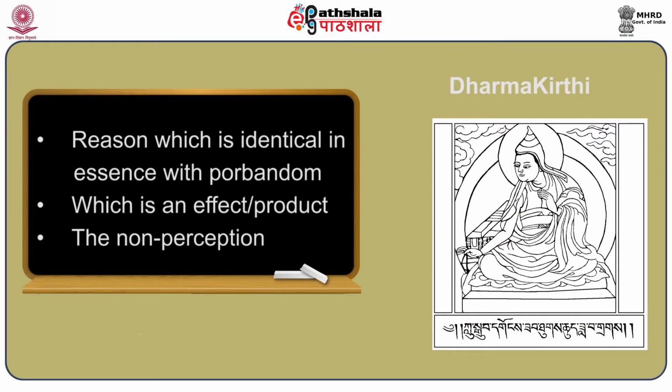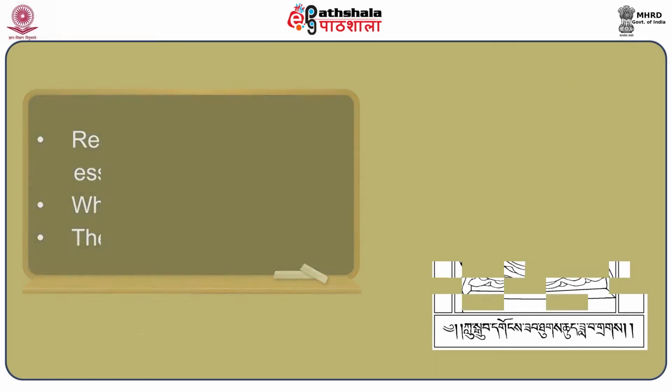Dharmakirti, who is the contemporary of Dignag, says that only the following reasons, hetu, would satisfy these triple conditions. First, a reason which is identical in essence with the probandum, which is also called swabhav hetu. Second, which is an effect or product. And the third one is non-perception.